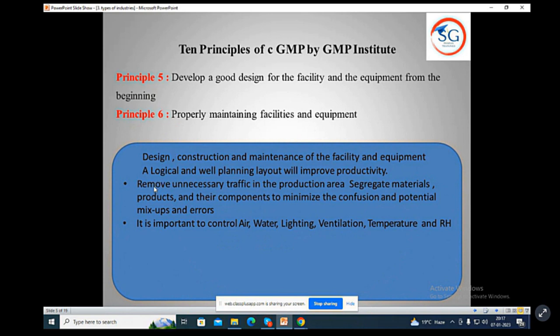The area and facility should be such that we should remove any unnecessary traffic in the production area. All the material should be segregated batch wise, and their components also should be segregated to minimize the mix-ups and errors and contamination. Also, the facility design should be such that the HVAC unit will function properly, maintaining proper temperature and RH in the manufacturing and packing areas. This is the principle 5 and principle 6.